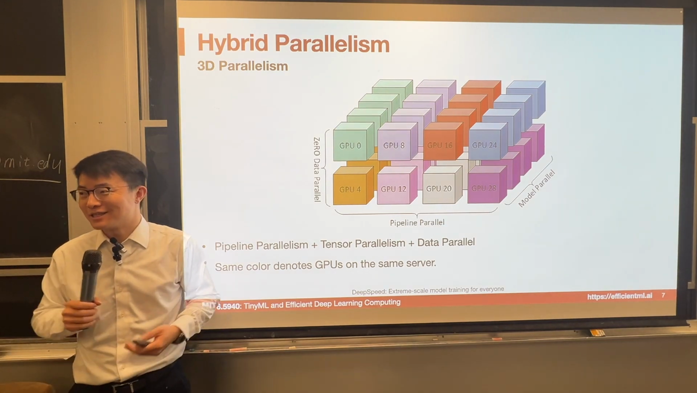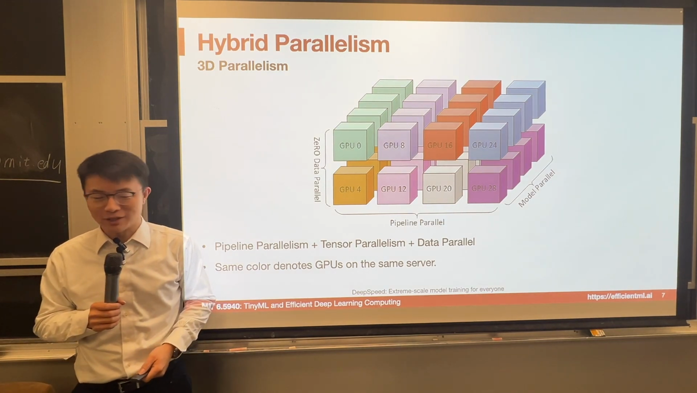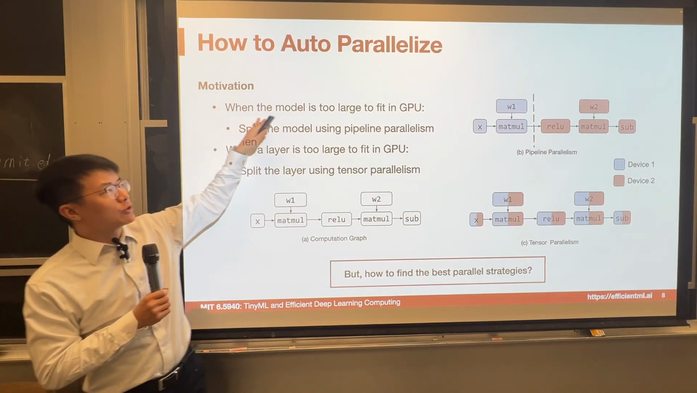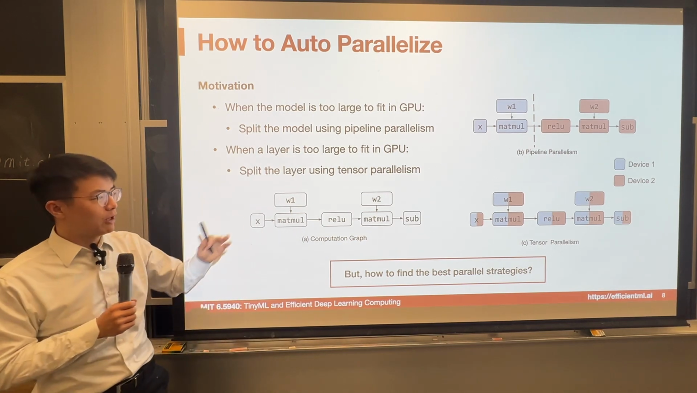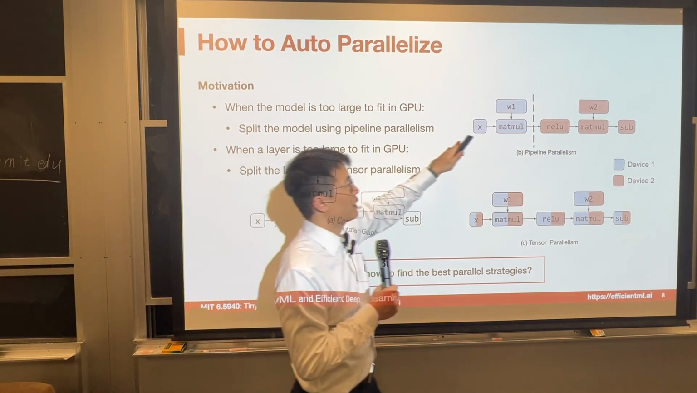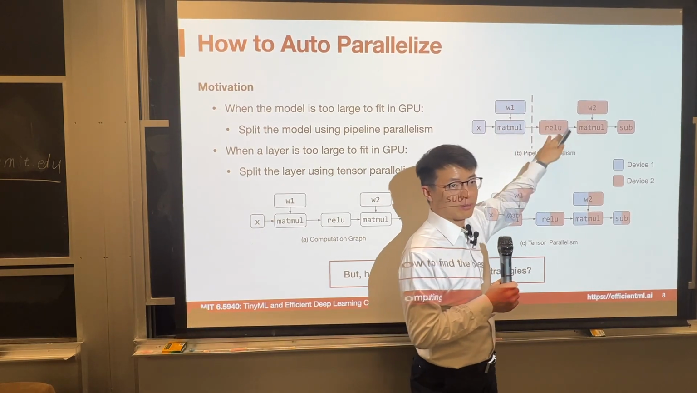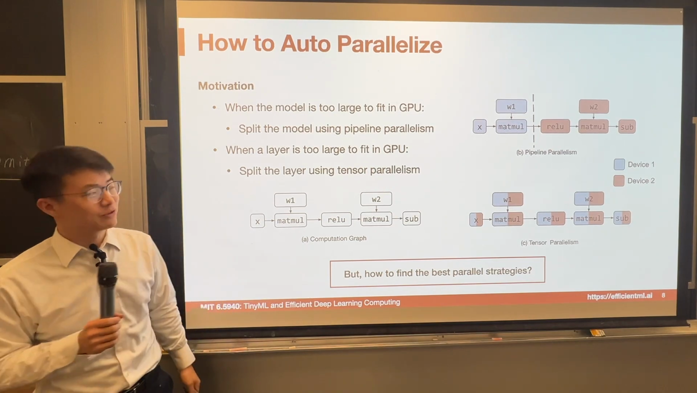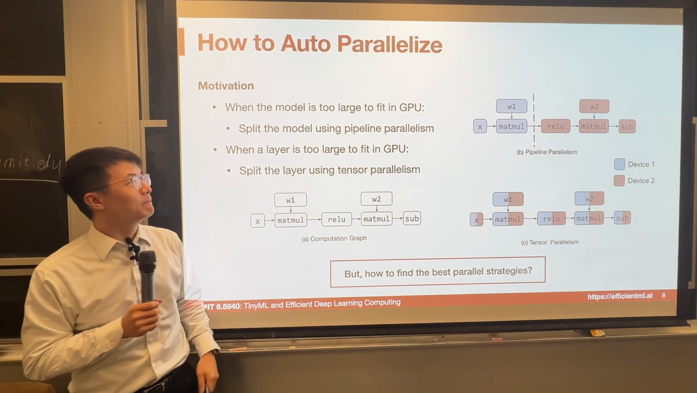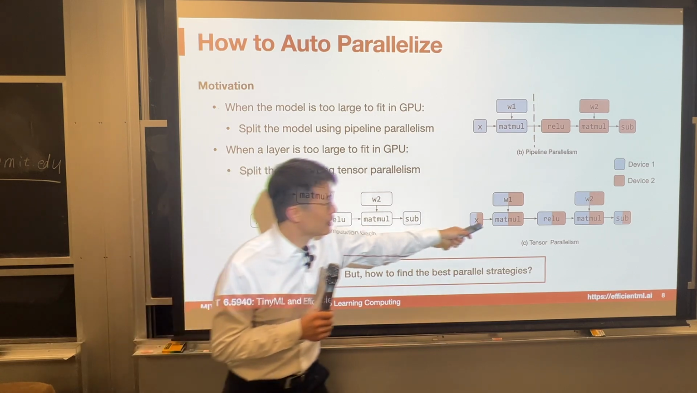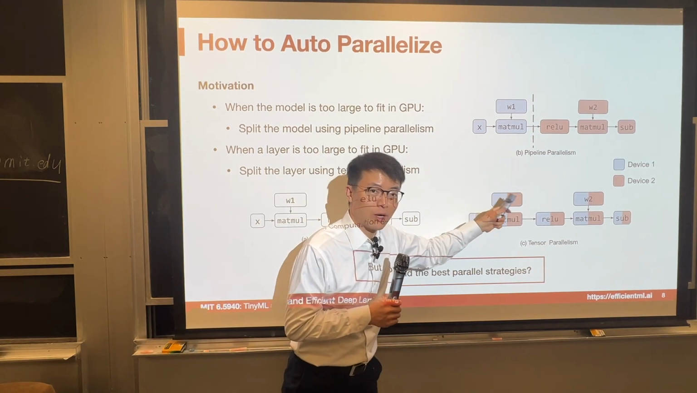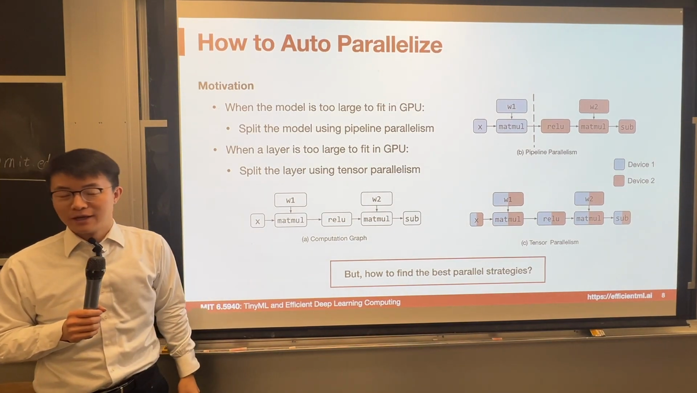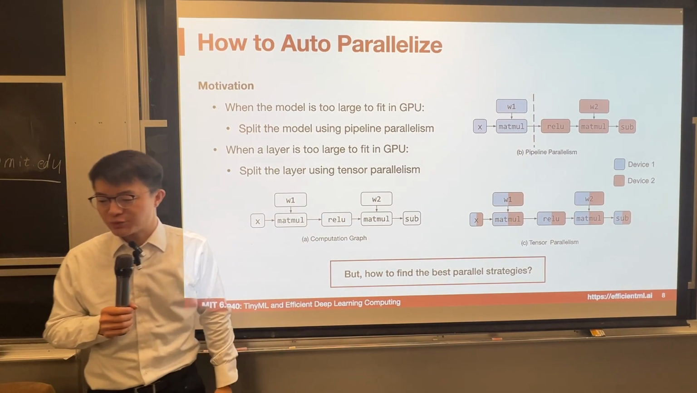Immediately, the question is, the design space gets super big, right? How do we assign them? Okay, so when the model is too large to fit the GPU, we can split the model by using pipeline parallelism in this way, part 1, part 2. But when the layer is too large to fit the GPU, we split the layer. Even for one layer, okay, we split it across GPU 1 and GPU 2, using tensor parallelism. But this is a pretty large design space already.